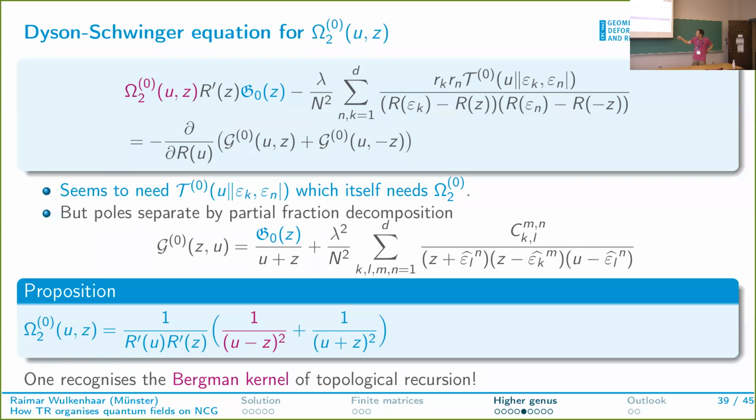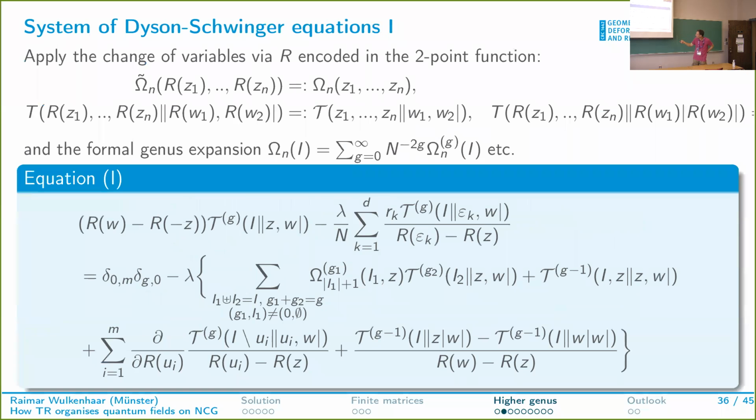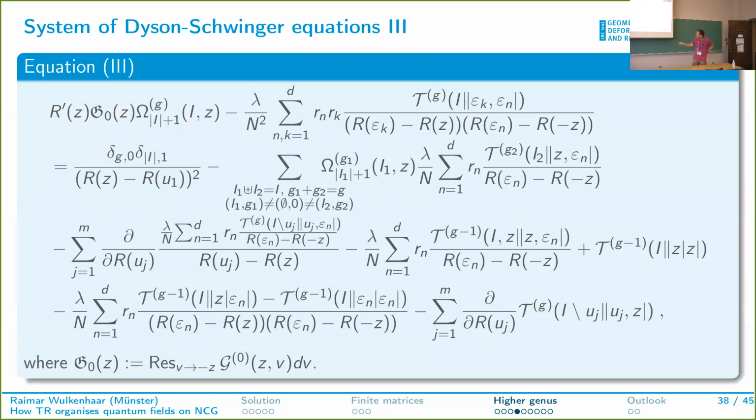But the remarkable thing is that the poles separate. So we have this partial fraction decomposition of the two-point function, which we knew from our previous result. And I should go back and say what this Gothic G is. This Gothic G is the residue of our two-point function at the opposite diagonal, where we have a simple pole, and the residue is this Gothic G. And this appears here in front on the left-hand side.